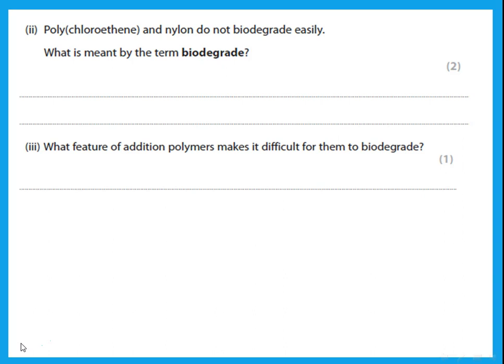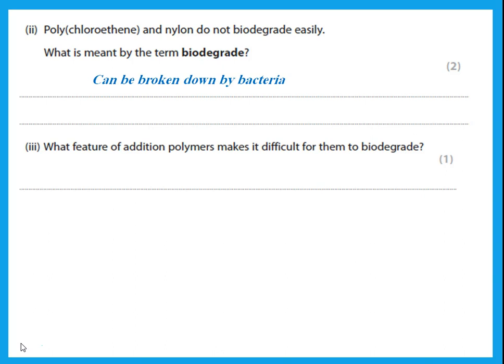Polychloroethene and nylon do not biodegrade easily. Remember that the problem with the polymers is that they are non-biodegradable. Now, what is meant by the term biodegrade? We said non-biodegradable cannot be broken down by bacteria. But when I say biodegrade, it can be broken down by bacteria.